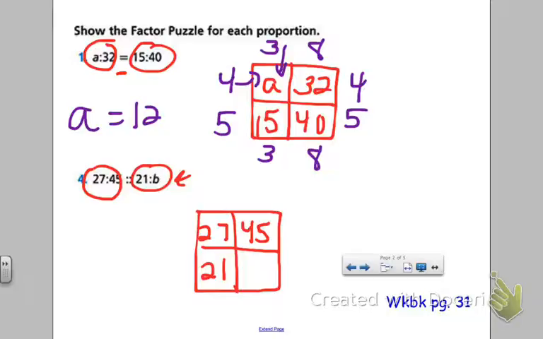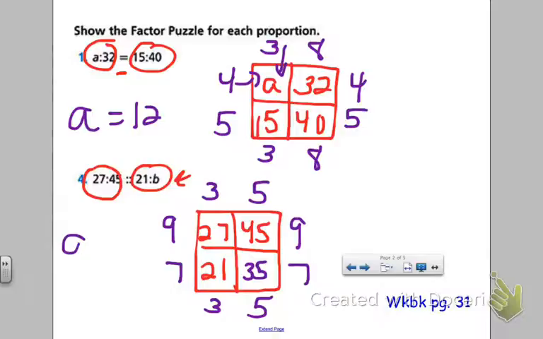27 and 45 have 9 in common. 9 times 5 is 45. 9 times 3 is 27. 7 times 3 is 21. And that means the missing number must be 35. Oops, I almost said A. Should be B this time. B is equal to 35.